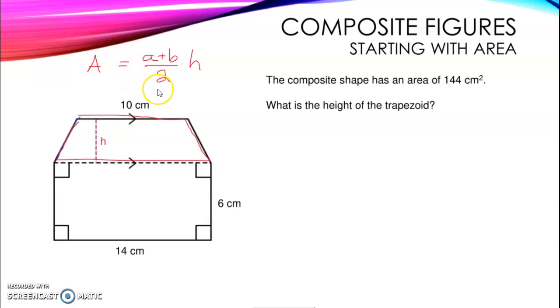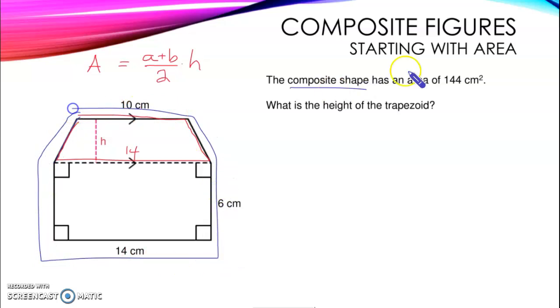So I wrote that formula on the board, and we basically need to identify what a and b are. We don't know height. We're going to have to solve for that. And I see that my a, the top parallel line, is 10, and then I have my bottom parallel line here, which is not labeled, but it's going to be the same as this distance of the rectangle down here. So the bottom is going to be 14. And the thing that I don't know is what is the area of the trapezoid. I know the area of the full composite shape, the whole entire house, if you will, is 144, but I still don't know what this area is right there. And so I can't yet use it to solve for the height.